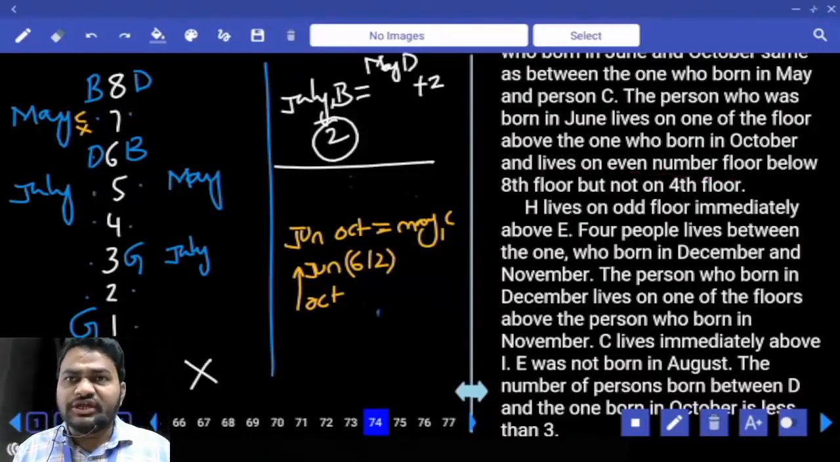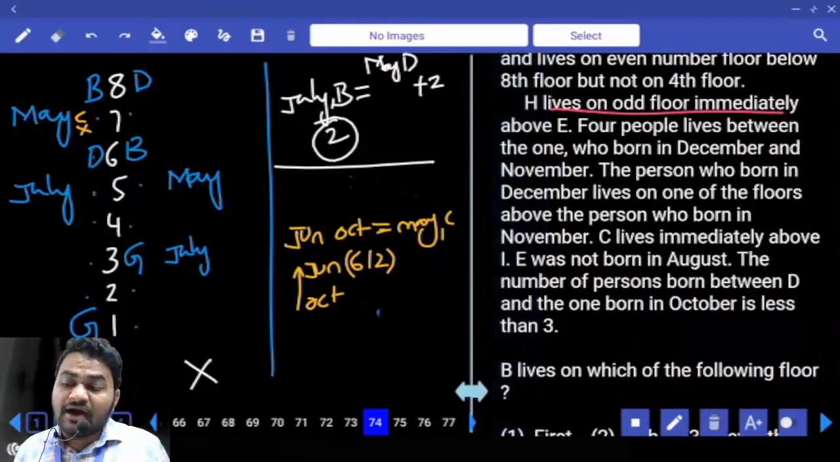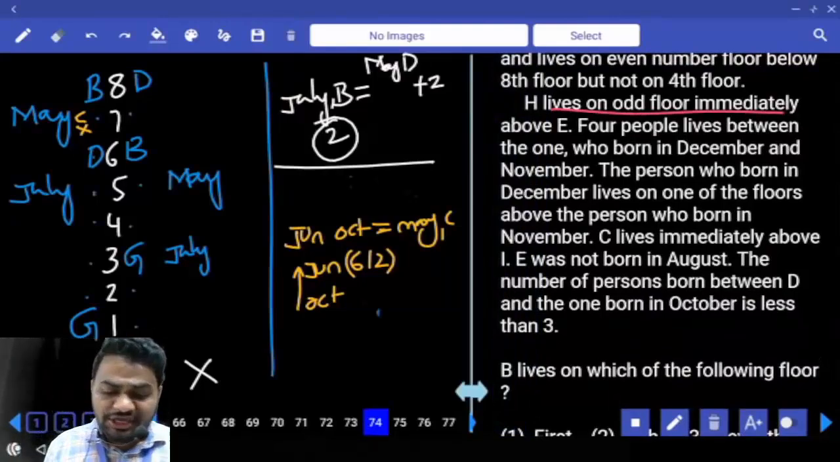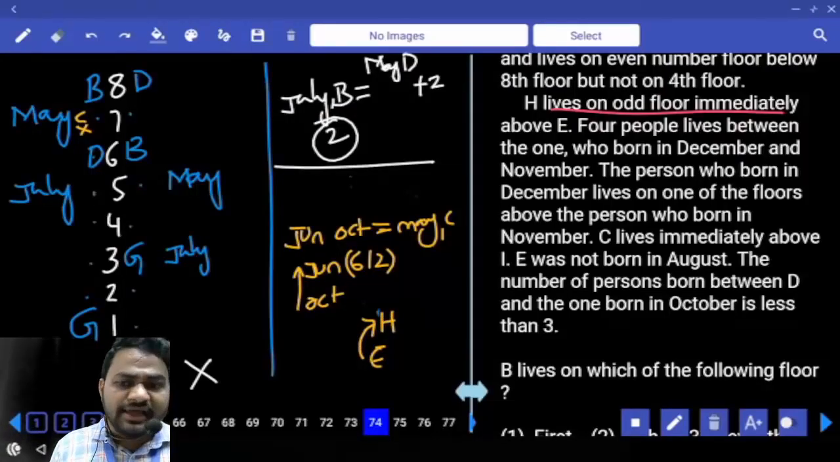The next condition here, H lives on odd floor immediately above E. So wherever E is, immediately above E we need to fix H, and H is on odd floor.